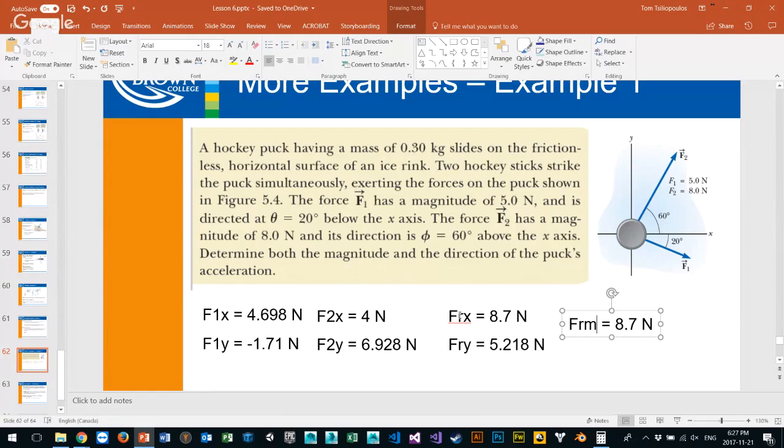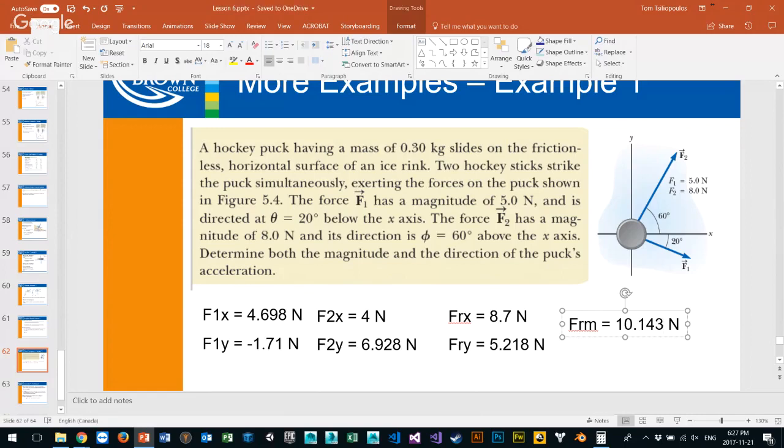So what is it? Anyone calculate that for me? 10.143. Okay, I'll take your word for it. So that would be the total magnitude, 10.143. Now, does that make sense? I'm taking two forces. I'm taking 5 newtons, and I'm taking 8 newtons. And instead of getting 13 newtons, I'm getting slightly less.